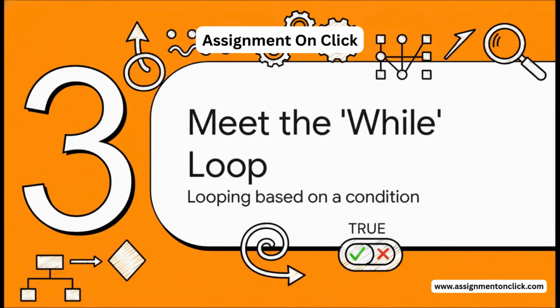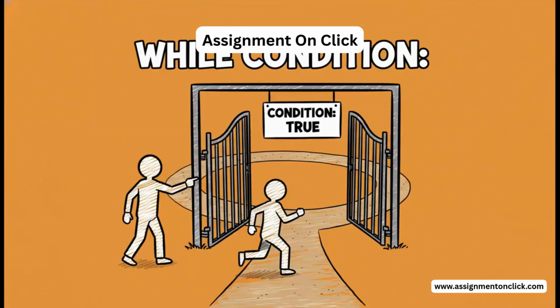And this one's a bit different. If the for loop is your go-to when you know exactly how many times you need to repeat something, the while loop is for when you don't. Its whole world revolves around a condition. So the logic is totally different. You're not working through a list. Instead, you're telling the computer, I want you to keep doing this thing as long as this specific condition is true. And the key part is, it checks that condition before every single time it runs.